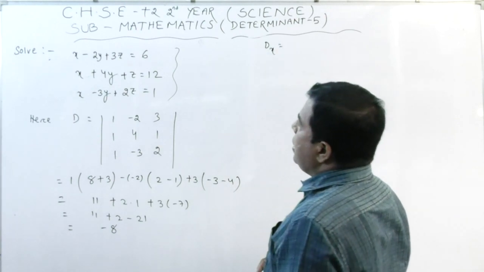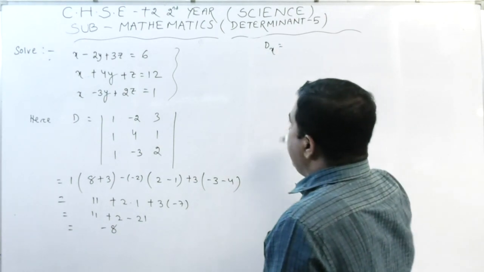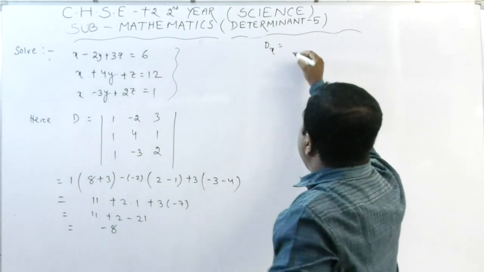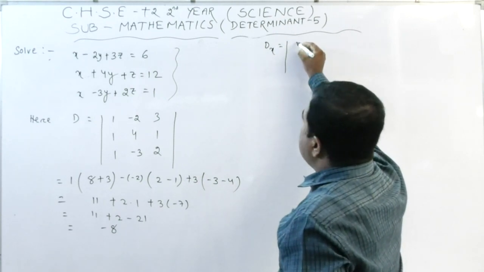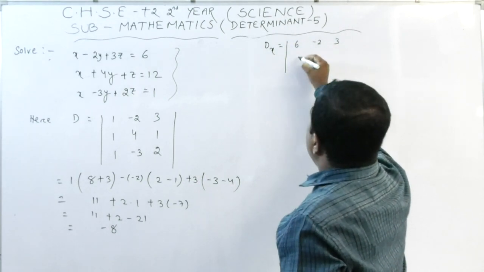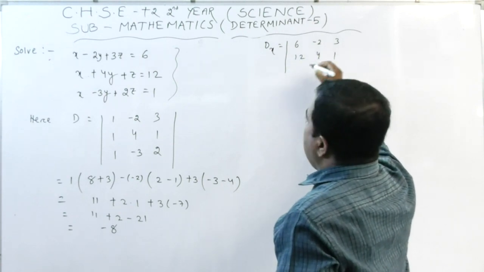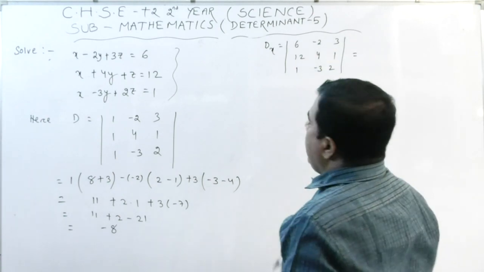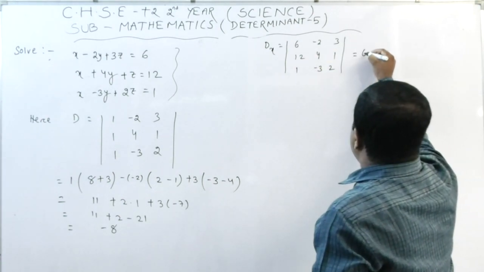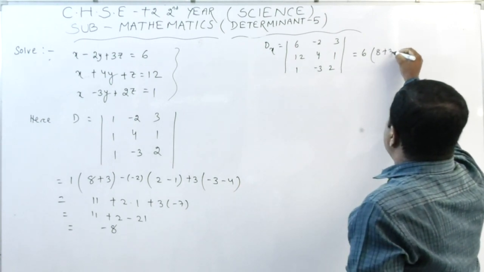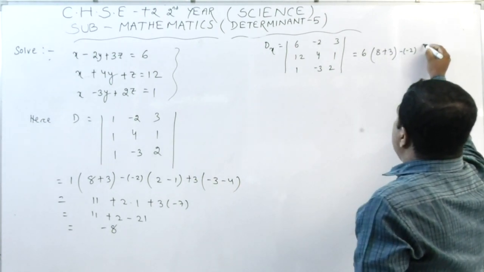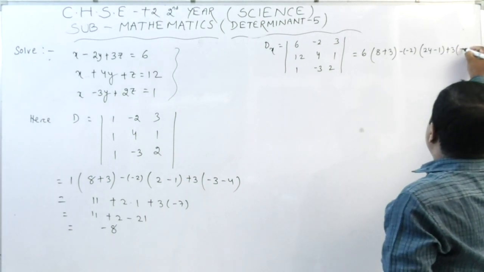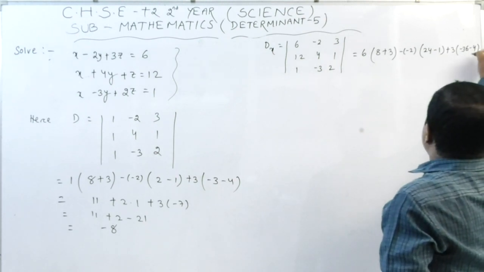What is Dx? The coefficient of x should be replaced by the right side values, and newly it is this type: 6, minus 2, 3, 12, 4, 1, and 1, minus 3, 2. Okay, so we can evaluate it, and we can see it is 6 times 8 plus 3, minus of minus 2 multiplied by 24 minus 1, and plus 3 times minus 36 minus 4.